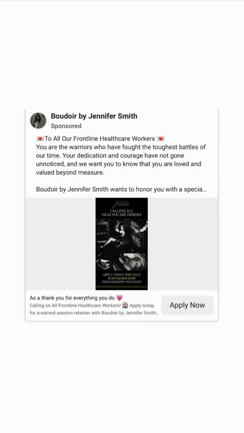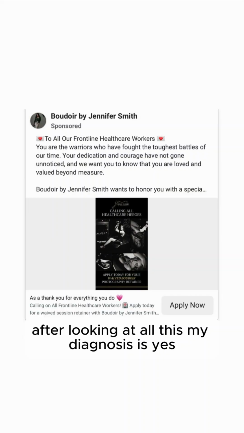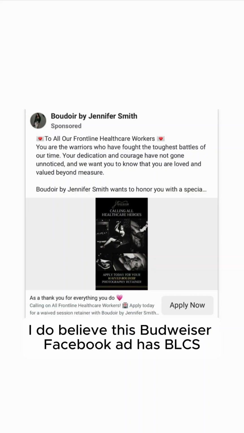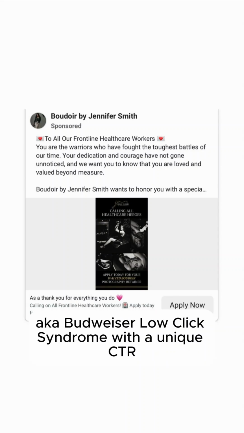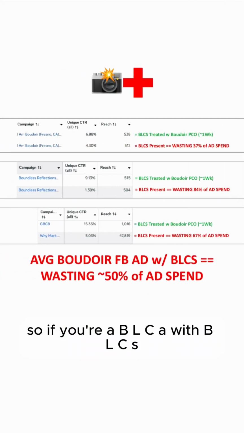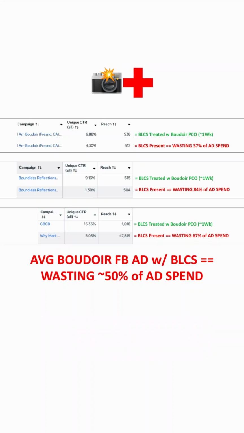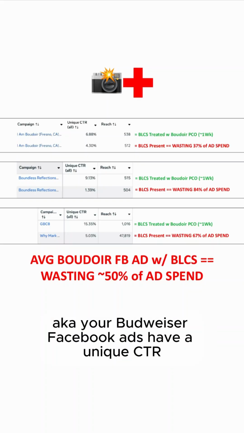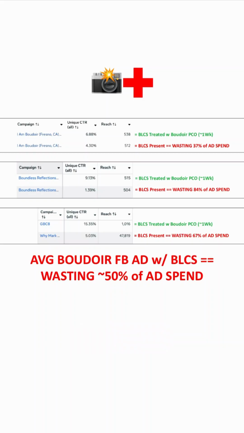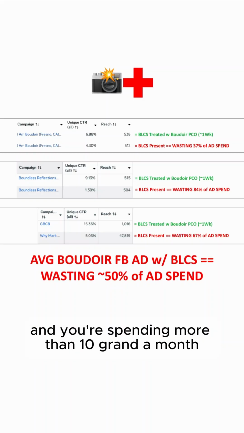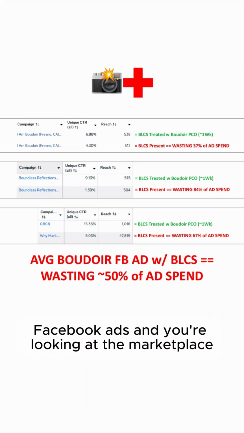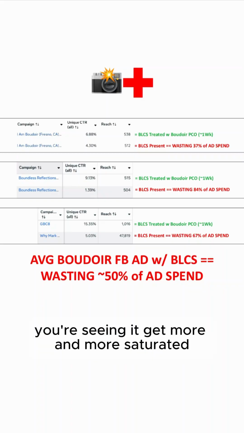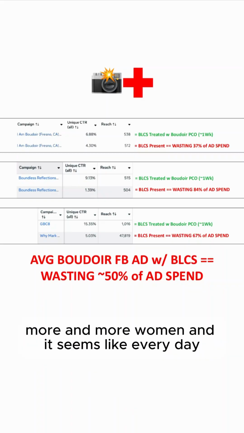All right, so after looking at all this, my diagnosis is yes, I do believe this Boudoir Facebook ad has BLCS, aka Boudoir low click syndrome, with a unique CTR all under 6%. So if you're a BLCA with BLCS, so if you're a Boudoir low click advertiser with Boudoir low click syndrome, aka your Boudoir Facebook ads have a unique CTR all under 6%, and you're spending more than 10 grand a month in Boudoir Facebook ads, and you're looking at the marketplace, you're seeing it get more and more saturated in your city, more and more women. It seems like every day.